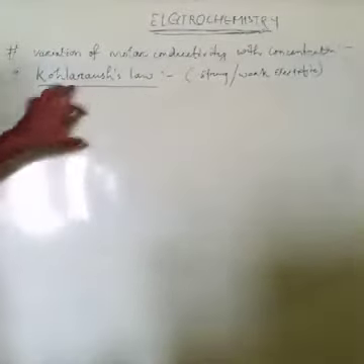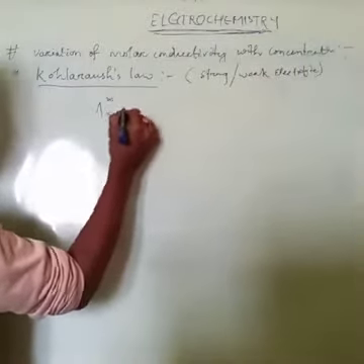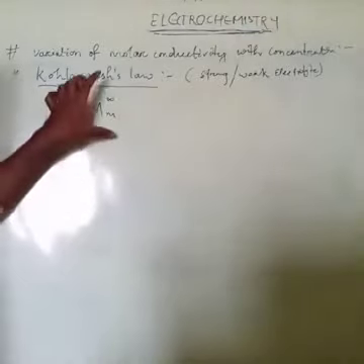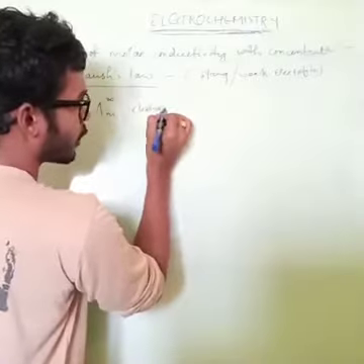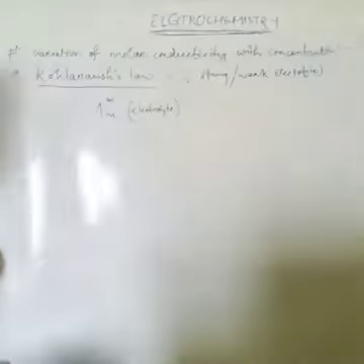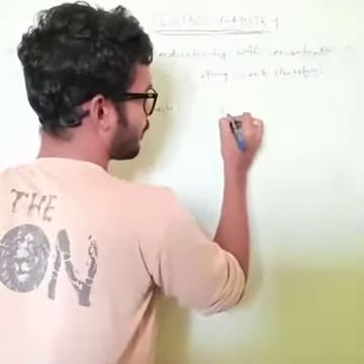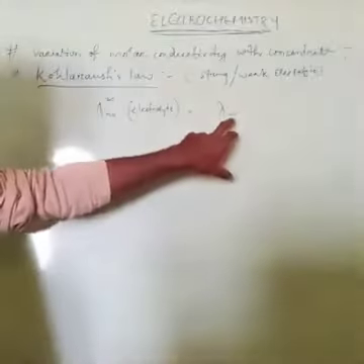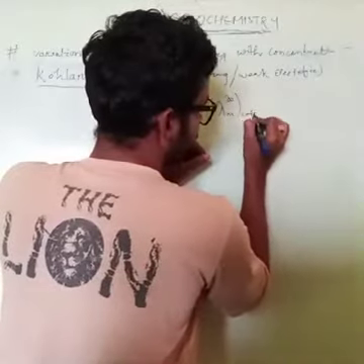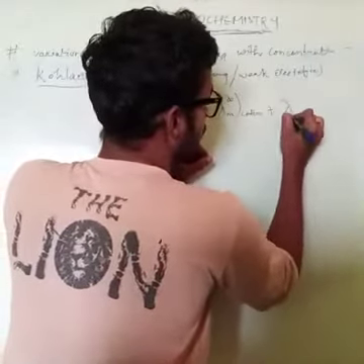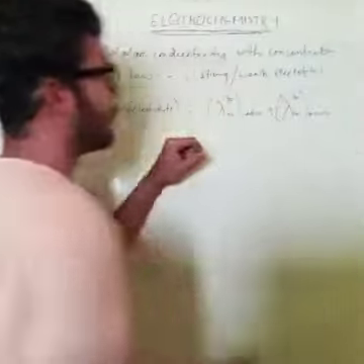So what is the law? Let me explain first. At infinite dilution, molar conductance at infinite dilution of any electrolyte is equal to the sum of lambda m infinite of cation plus lambda m infinite of anion. This is the law.